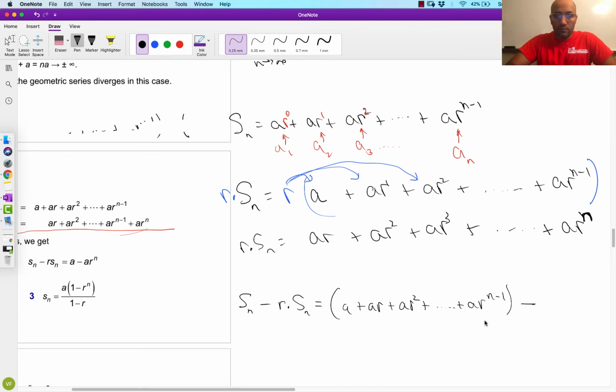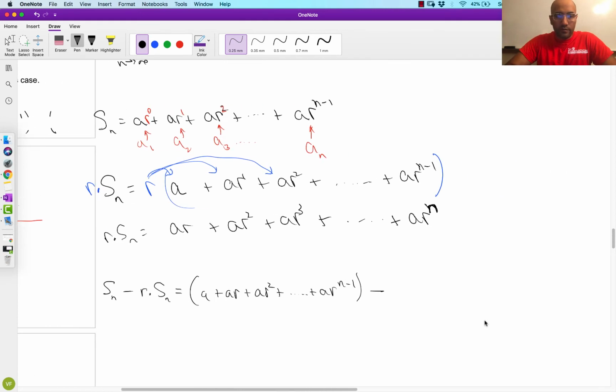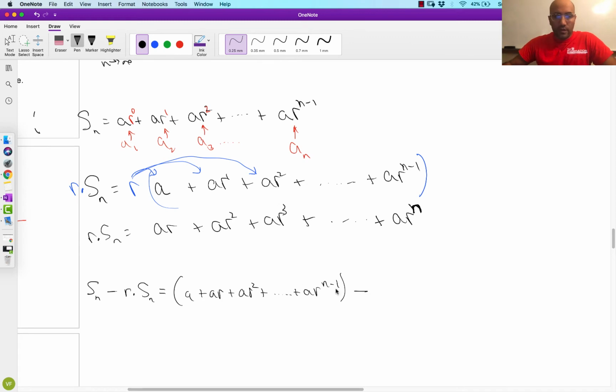I'm going to zoom out a little bit more. Then that'll be minus ar plus ar squared plus ar cubed plus and so on, and then the last one is ar to the power of n. Then this equals these two. Now I'm going to distribute this subtraction.